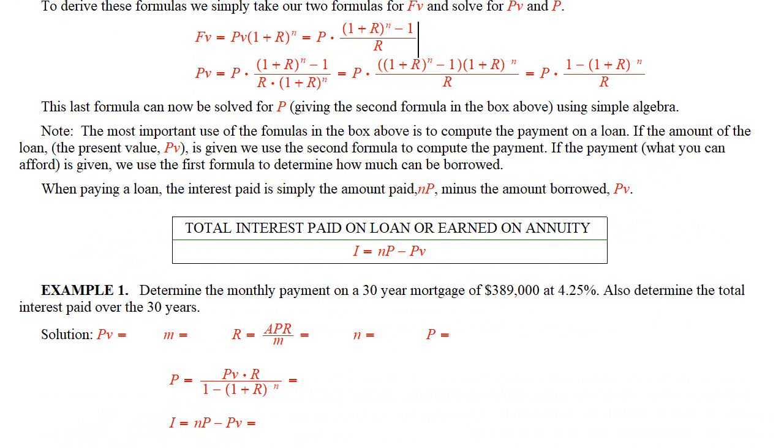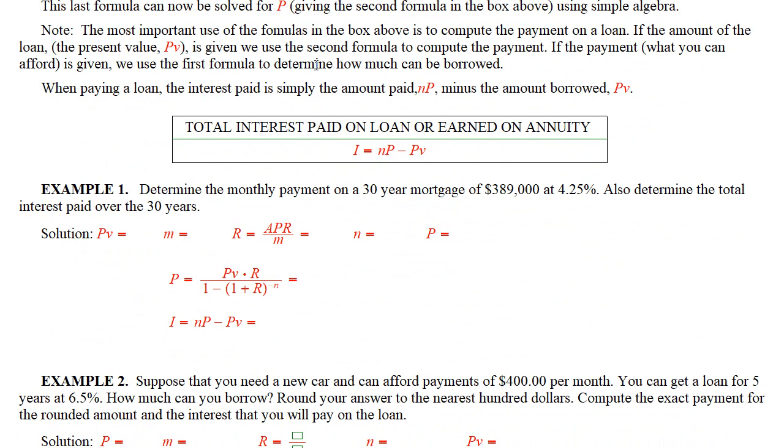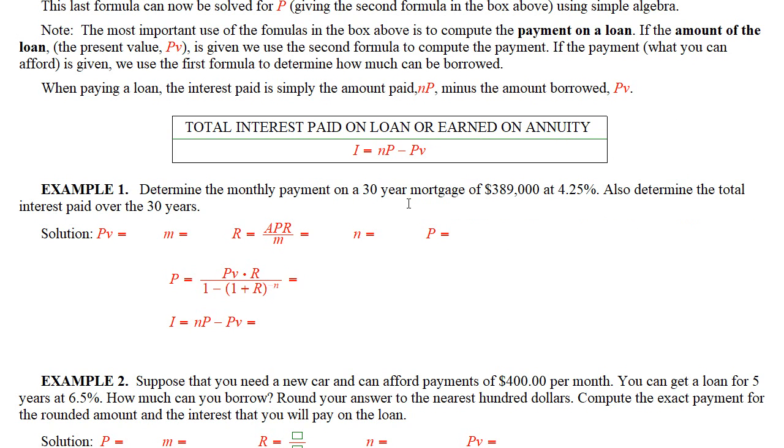So you always want to look and see what they are asking for in the question. If they ask for the loan amount, that's PV. If they ask for the payment, that's P. So most of the time, these formulas are used to find the payment on a loan, and also the amount of the loan, the present value. If you want the interest paid on a loan, you take the total of your payments, so number of payments times payment, and subtract off the loan amount, because the total of payments includes the loan amount paid back plus interest.